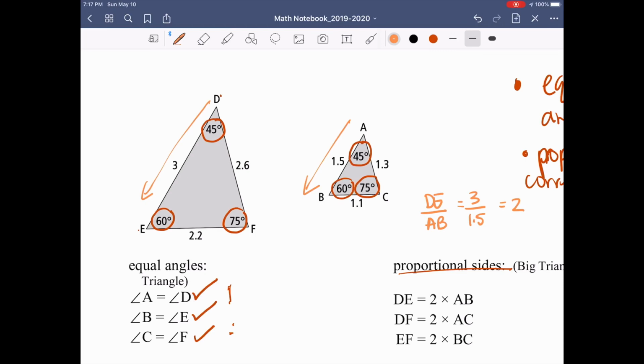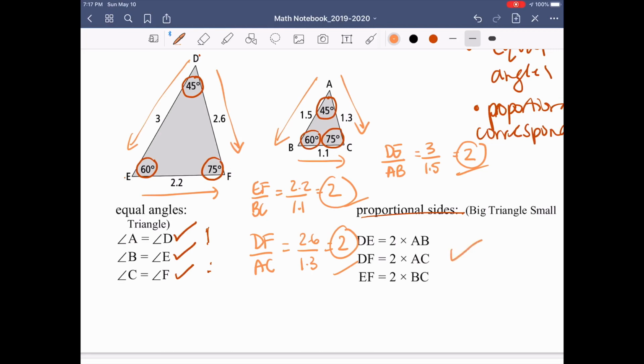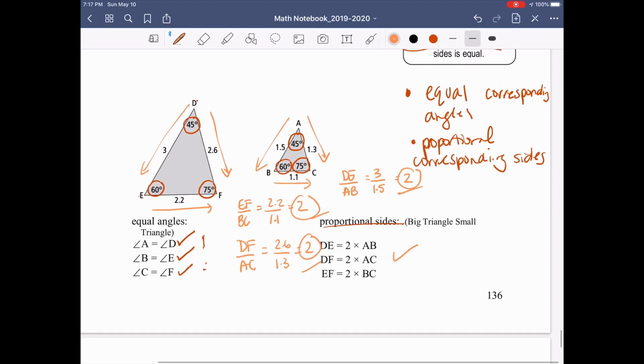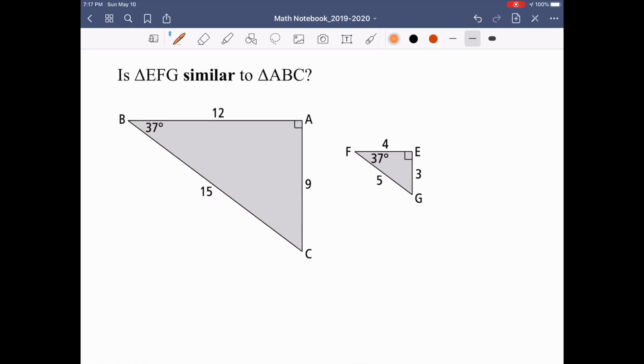Let's check the next one. EF corresponds to BC. So 2.2 over 1.1, that's equal to 2 as well. So far the ratio is the same, but let's check the third one. DF corresponds to AC. DF is 2.6, AC is 1.3. When you divide them, you'll get 2. So in each of these cases, the ratio is 2. So that means that all the sides are actually proportional and it was enlarged or reduced by a factor of 2. Okay, perfect.